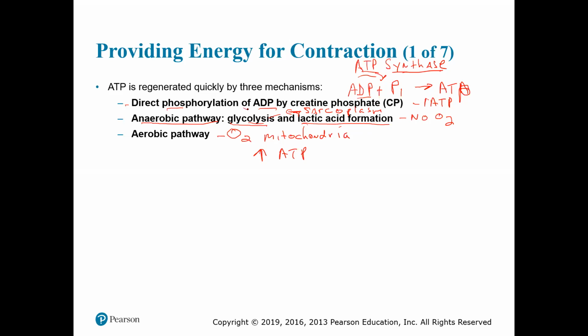So all this is anaerobic, no oxygen needed. Short duration of contraction, very fatigable, right? But the aerobic pathway will last longer because there's so much more ATP made. At least 3 times more ATP is made in the presence of oxygen in the mitochondria through aerobic pathways.